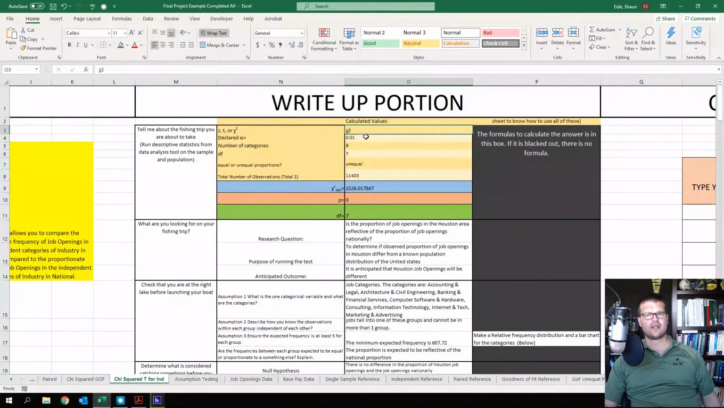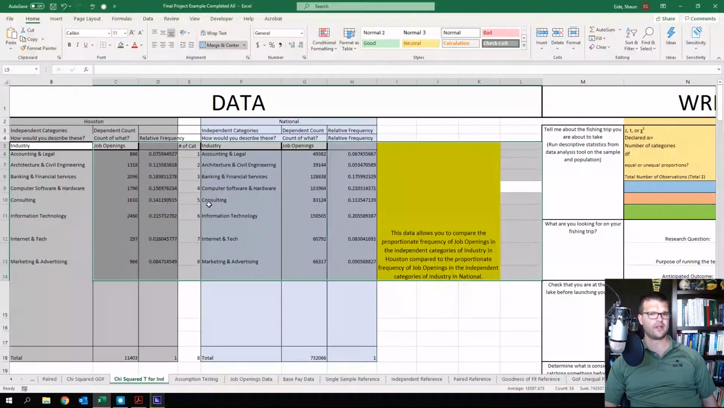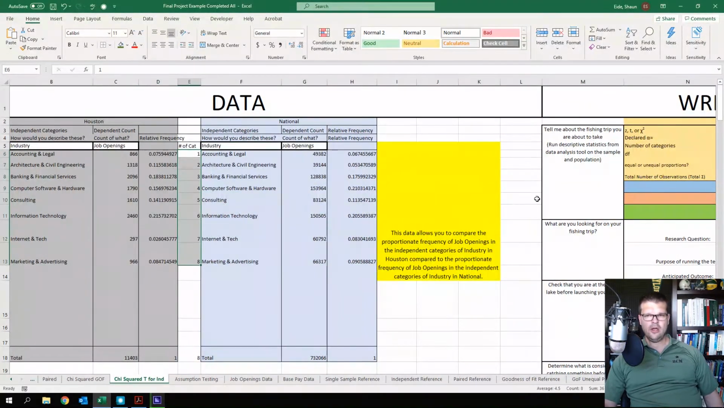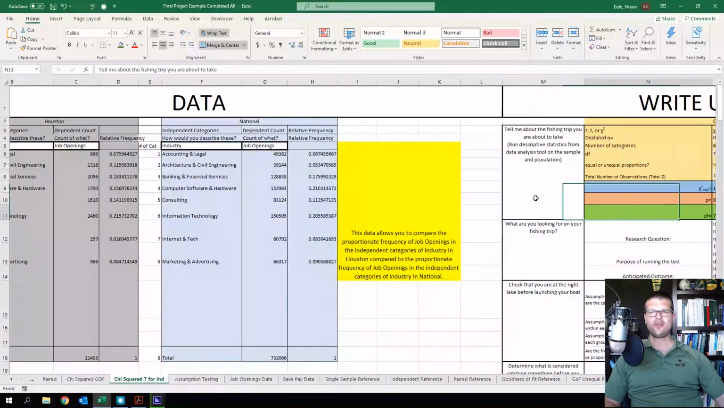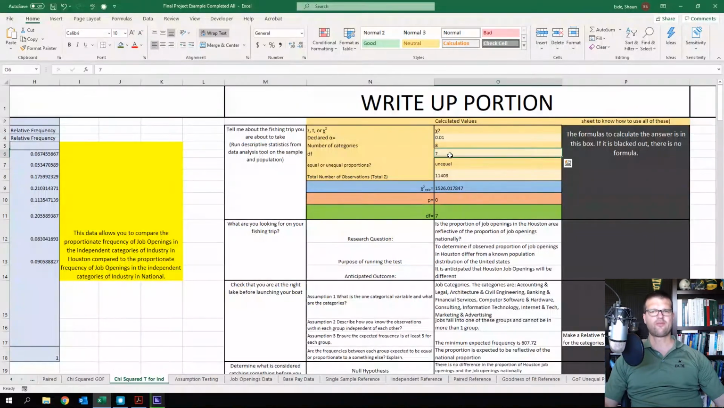So what is the test statistic that we're running? We're running chi-squared. What is the alpha? Once again, I like to run a 0.01 alpha, especially when we're dealing with numbers this large, the number of observations, because if you have this many observations, you might as well run a small alpha. The number of categories, coming right over here, we've got 8 categories, which means that we have 7 degrees of freedom.